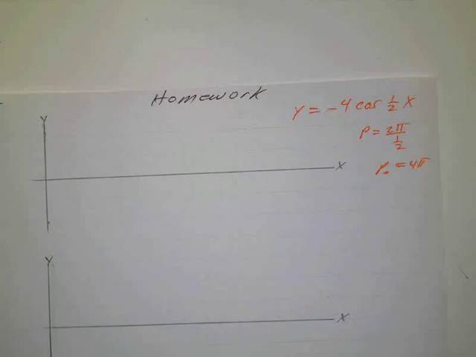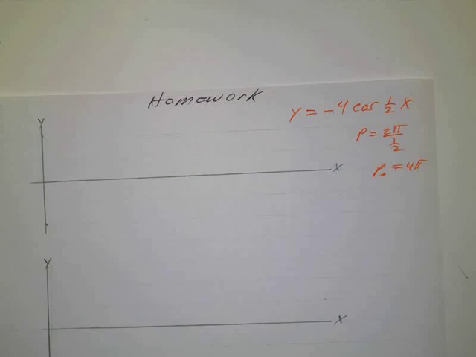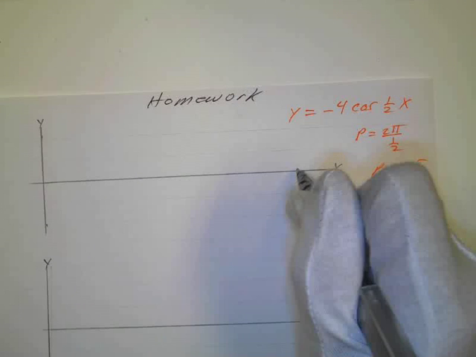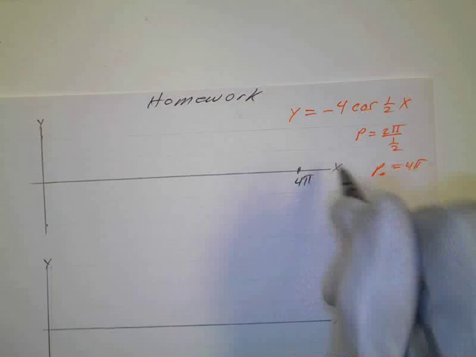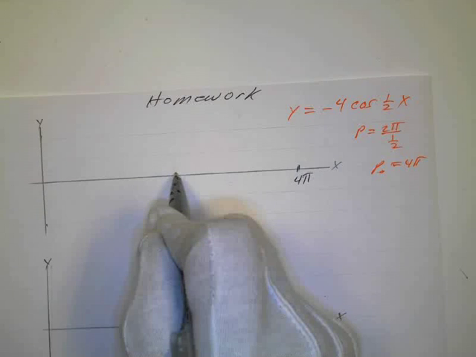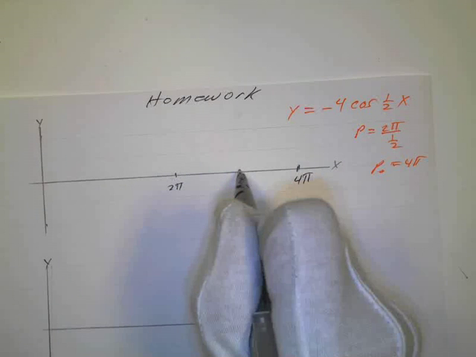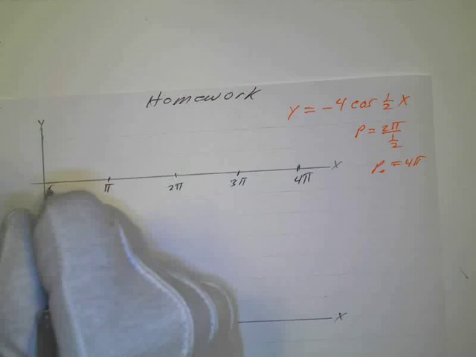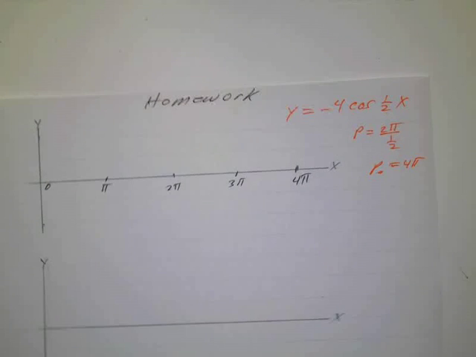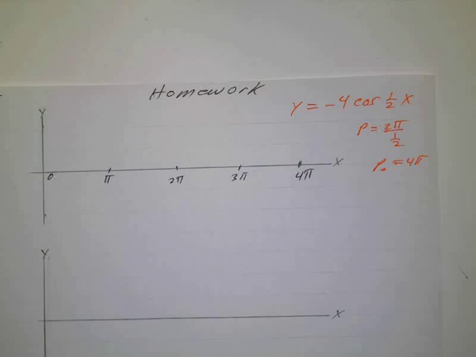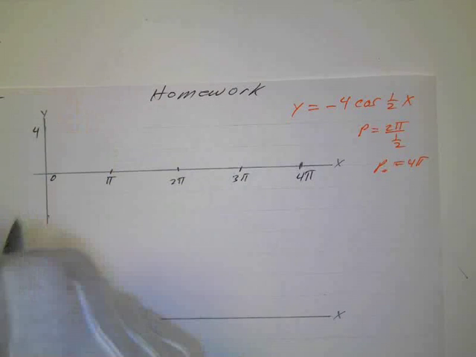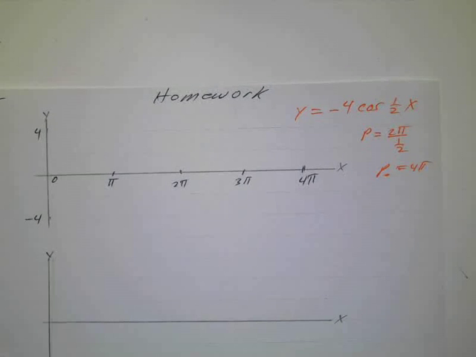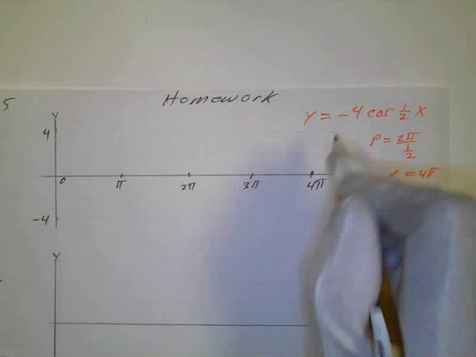Okay? 4 pi. So I don't want to go all the way off the paper, so I can call this 4 pi. Now, once I say that that's 4 pi, this is going to be 2 pi. This should be 3 pi, and this should be 1 pi. That's 0. Kind of subdivided those. And my amplitude is 4, so I'm going to use, again, 4 and -4. And I've got my 4 subdivisions, so not too bad.